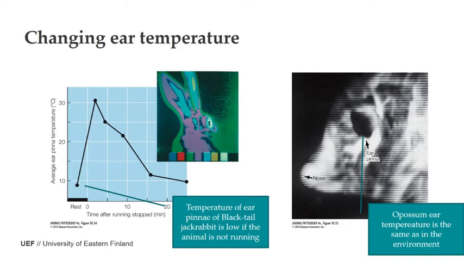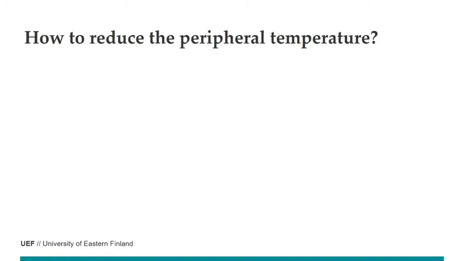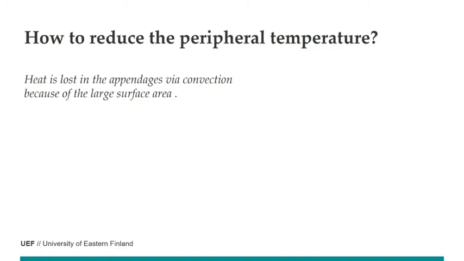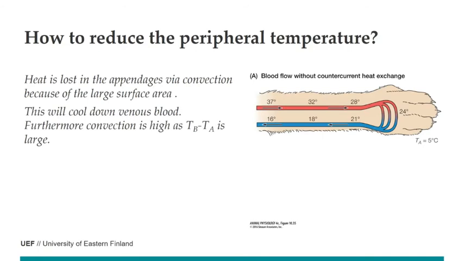And how can we modulate the peripheral temperature? Because if we have a leg, the problem is that the heat is lost by convection because there's a large surface area. That's what we learned already in the digits a long time ago. And this will cool down the venous blood. And also, if it works without the countercurrent heat exchange, there's also quite high temperature in the tip of the leg. So there is a large temperature difference between the body temperature and the ambient. So that will increase the convection.